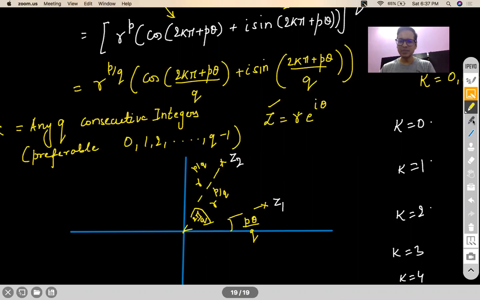Okay, and keep on doing the same thing with all the roots. So the next root will be Z3, which will be again located at a distance of r to the power p by q. And again, the additional angle over here will be 2 pi by q. Are you getting my point? Like that, you can start finding all your roots. Okay, dot, dot, dot. I'm not writing everything. This will be Z4, this will be Z5, dot, dot, dot. Are you getting this point?